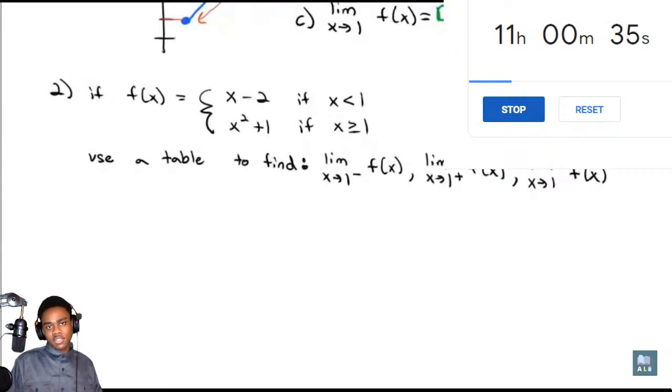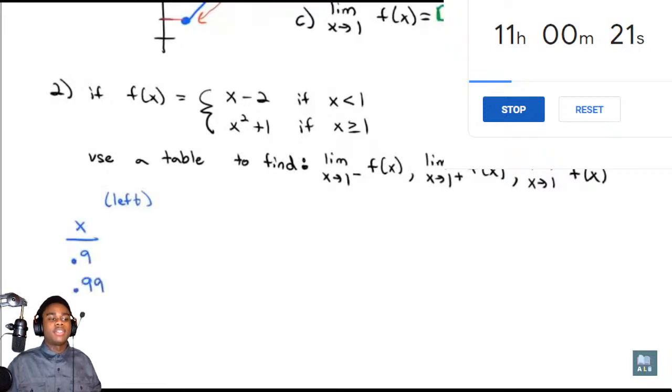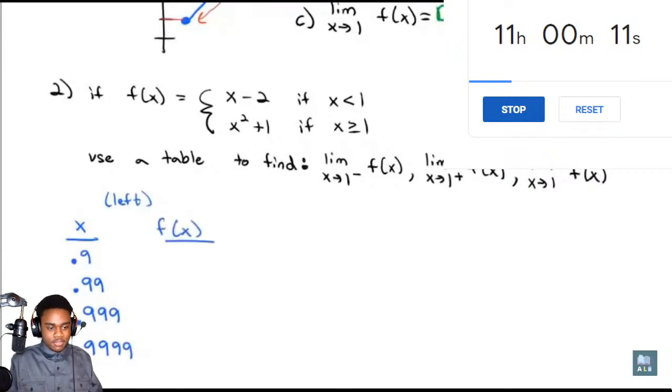So let's start with the table on the left side. We're going to look at values of x from the left of 1, which means we want to be a little bit less than 1, so maybe 0.9, getting closer, 0.99, getting closer, 0.999, and then even closer, 0.9999, to see what the f of x equals.